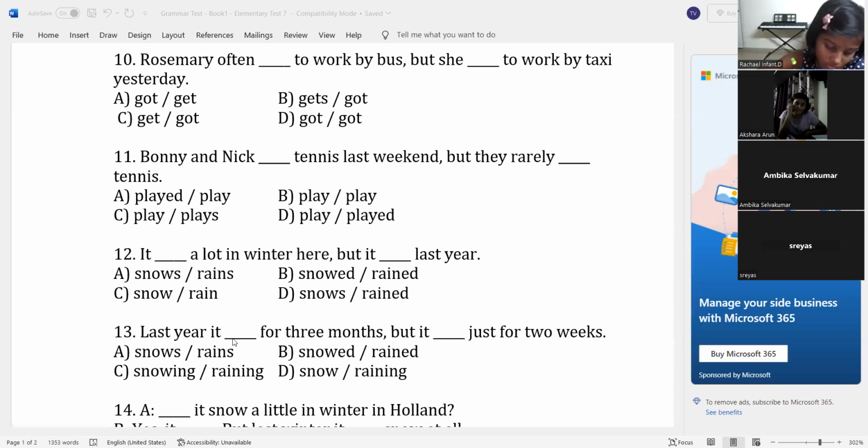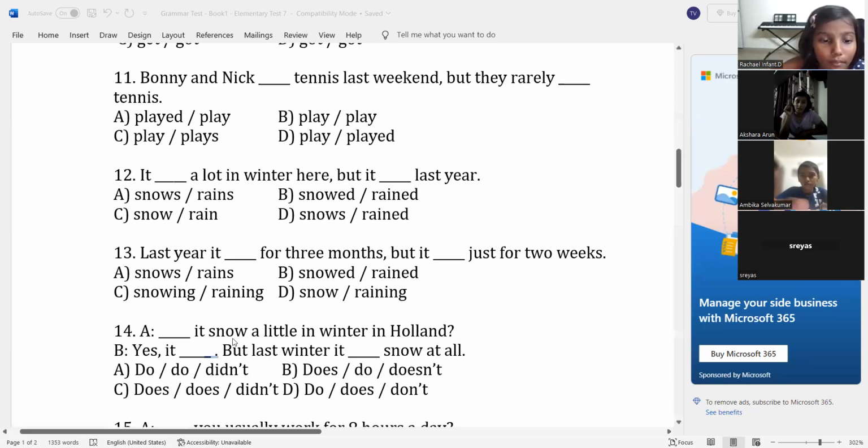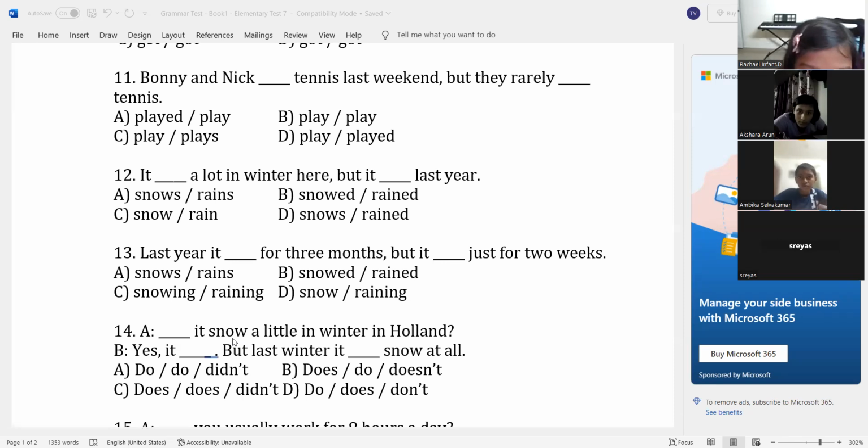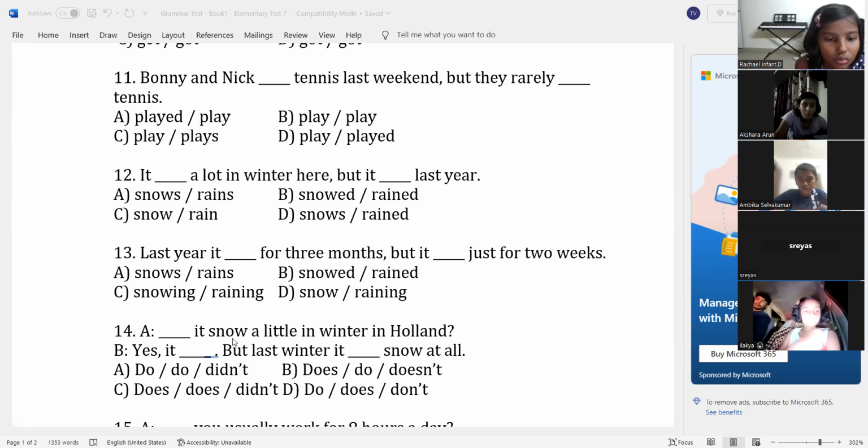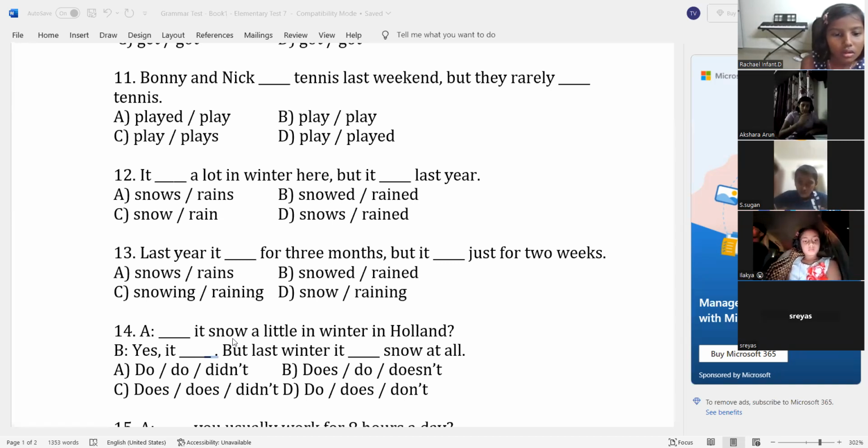All right, number 13, Akshara again. Last year, it snowed for 3 months, but it rained just for 2 weeks. Careful, you have to understand to really get to the right answer. B. Boy or dog? Boy. Boy is right, because it is for last year. Both, it snowed for 3 months, it rained for 2 weeks. 13 is boy. Write it down, Rachel. Both of them for last year. Good job, Akshara.